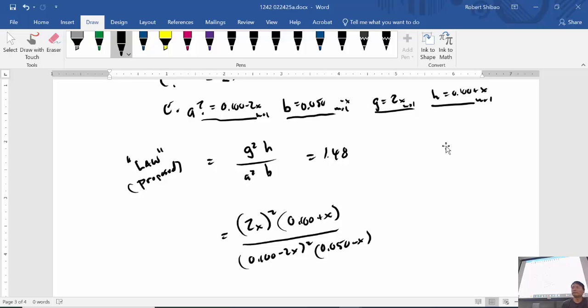It's equal to 148. Now, I look at this, and are you guys good at algebra? You say? Sure. Yeah. This is going to be what order algebraic equation? It's like a third order.